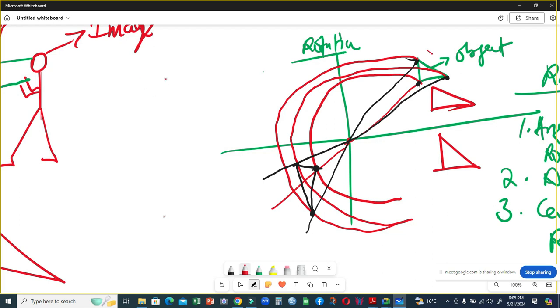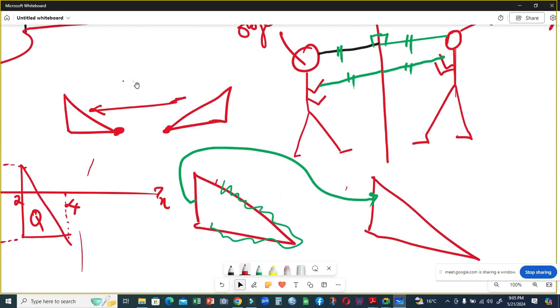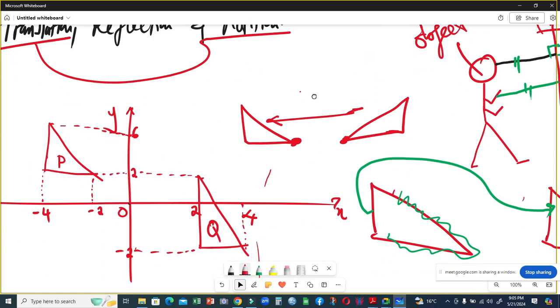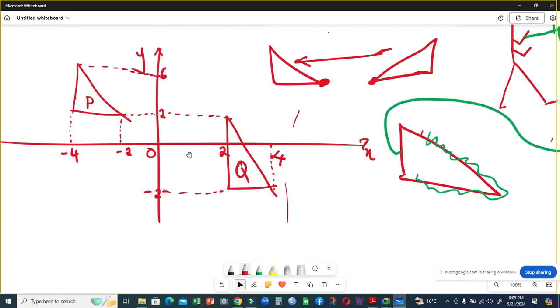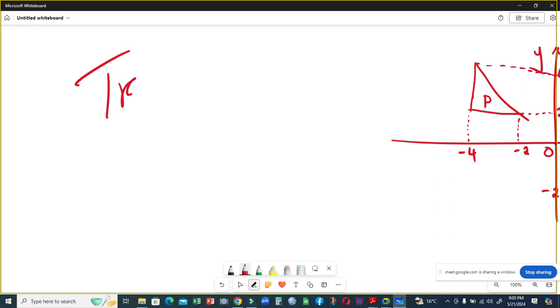So, for example, if this is the object, the image will be rotating. So it will be moving like this. It will be rotating, like that. So that's what is happening. So this question here is also not a rotation. So we can jump now to the last part, which is translation. The concept of translation.